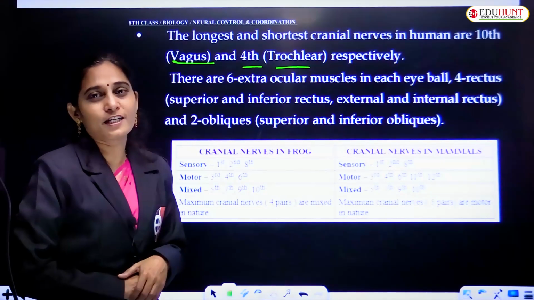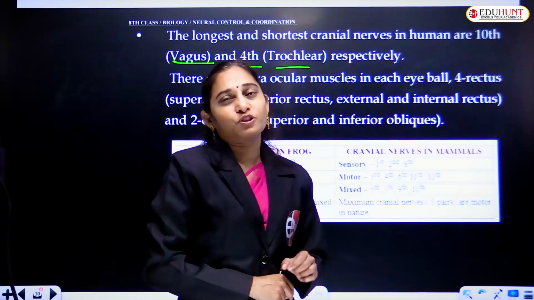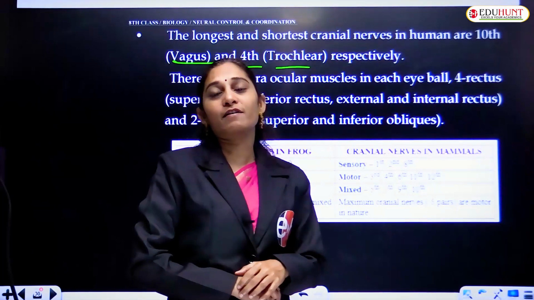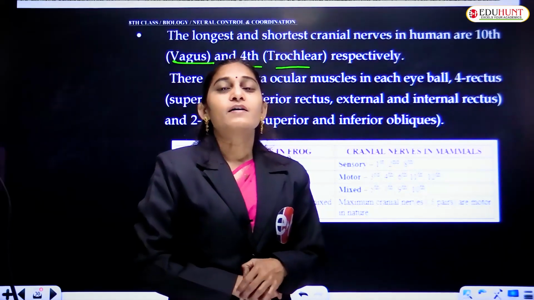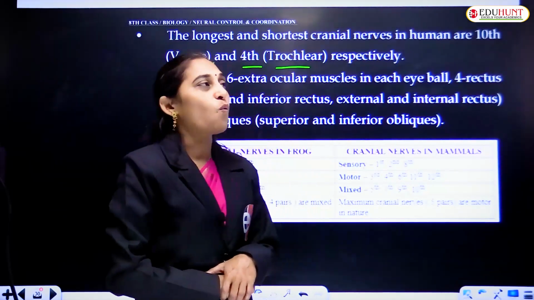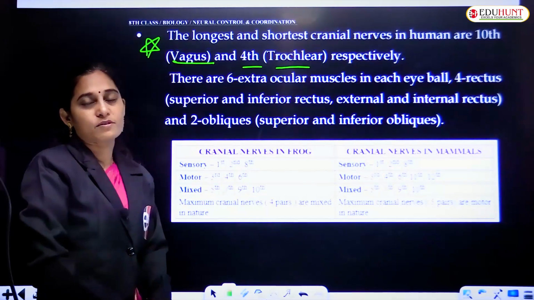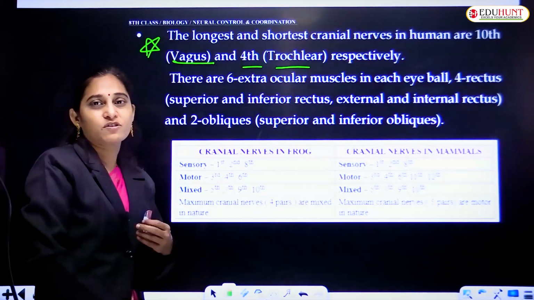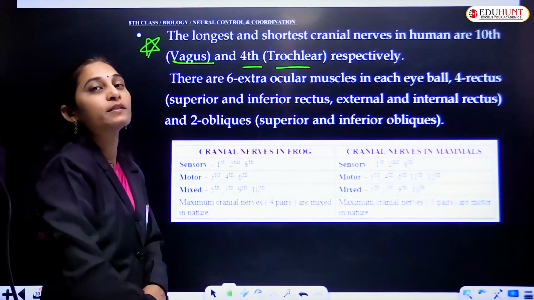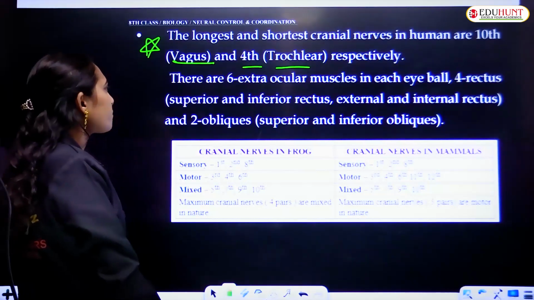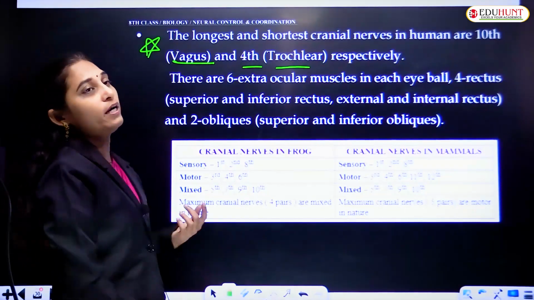The thickest cranial nerve is the 5th one, the trigeminal nerve, the shortest is the 4th cranial nerve, the trochlear, and the longest is the 10th cranial nerve, the vagus. So remember all these cases like thickest, shortest and longest cranial nerves in the human central nervous system.